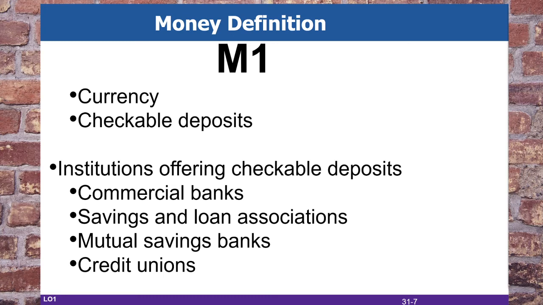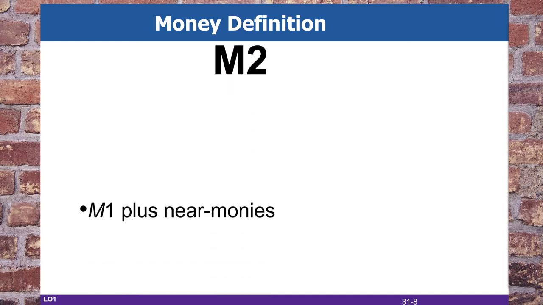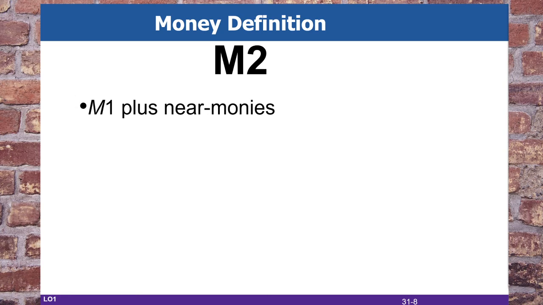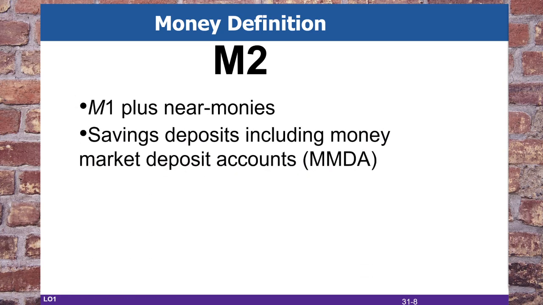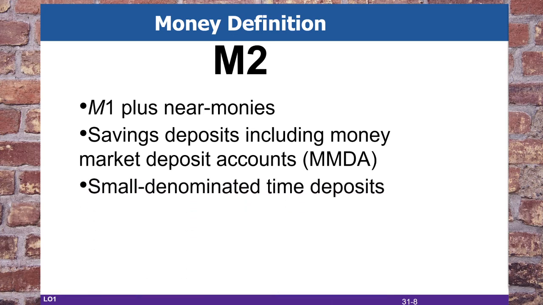Then we look at M2, which is M1 and then things that are less liquid. So M2 is less liquid than M1. What do we mean by less liquid? Savings deposits. Money that's not in your checkable deposit, but it's in your savings accounts. Small denomination time deposits. Banks have things called CDs, certificates of deposit.